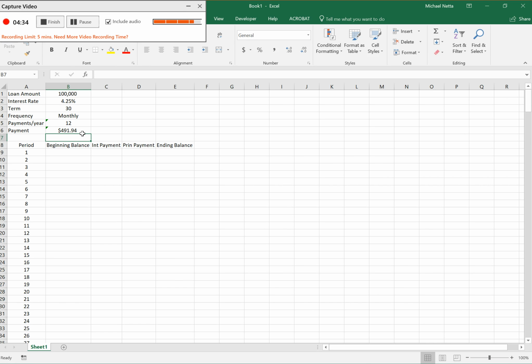So that is the first step in creating a loan amortization schedule: to capture all of your variables and find out what your level monthly payment would be. Level because it doesn't change from period 1 to period 360, which we're going to discuss in the next video.